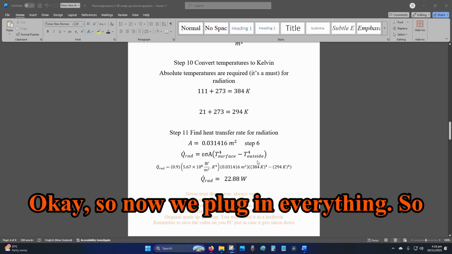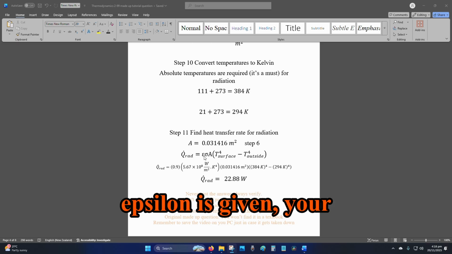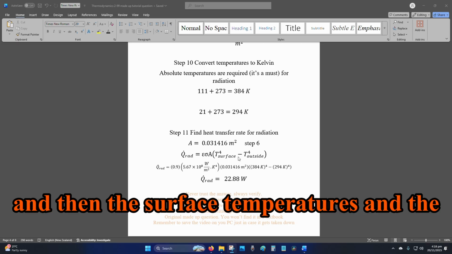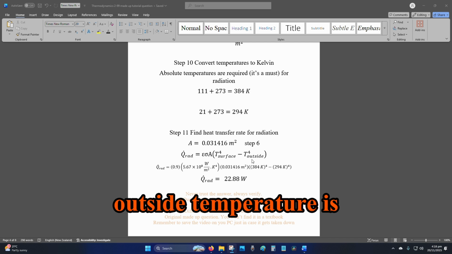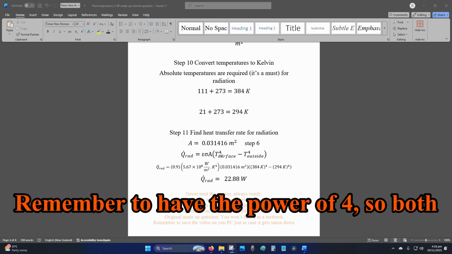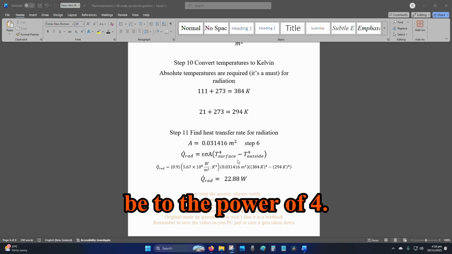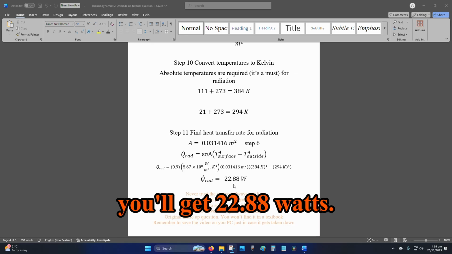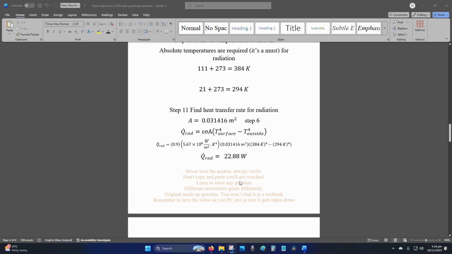Okay, so now we plug in everything. So epsilon is given, your sigma is in your table, and then the surface temperature and the outside temperature are given in the question as well. Remember to have the power of 4, so both temperatures need to be to the power of 4. Don't forget that. So once you multiply everything, you'll get 22.88 watts.